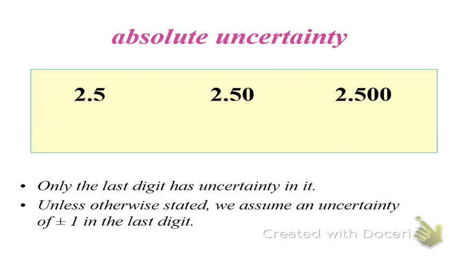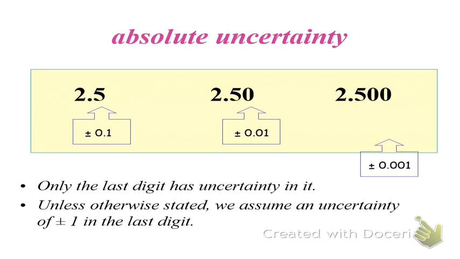So if you have quantities like that, a lot of times they will say that the uncertainty is plus or minus whatever where the uncertainty begins, plus or minus 1 unit of that last digit, okay? So we have plus or minus 0.1, plus or minus 0.01, plus or minus 0.001. Where does the uncertainty lie?